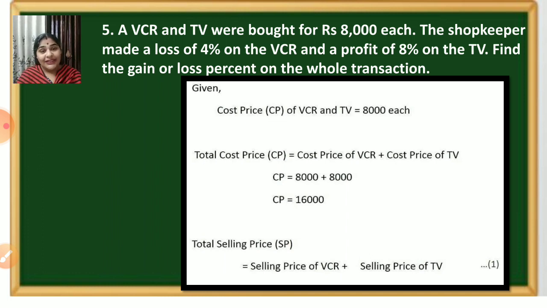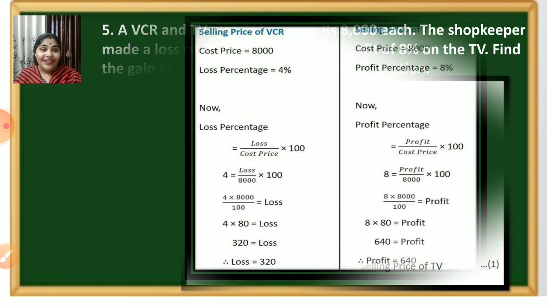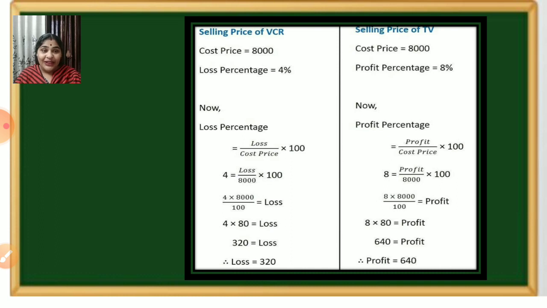Now let us find the selling price of VCR and selling price of TV separately, and then we will add them both and we will have the total selling price. So let us see here. I have made here a partition children. Left is telling you the selling price of VCR and right hand side we will find the selling price of TV. Now selling price of VCR, I will use the formula of loss percent.